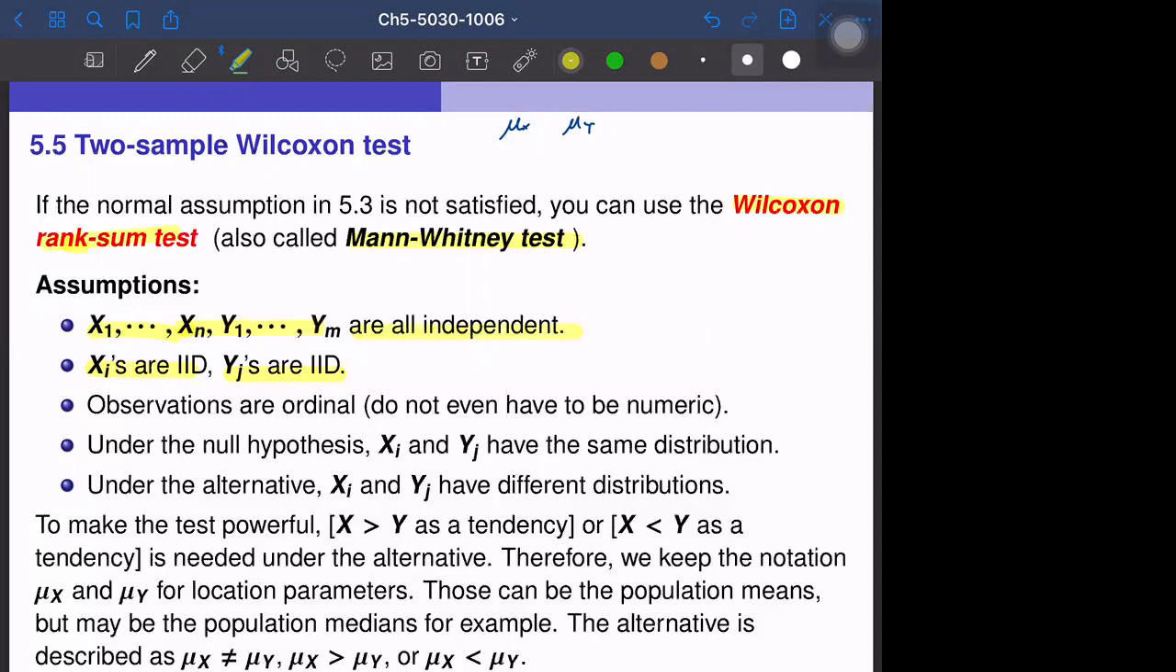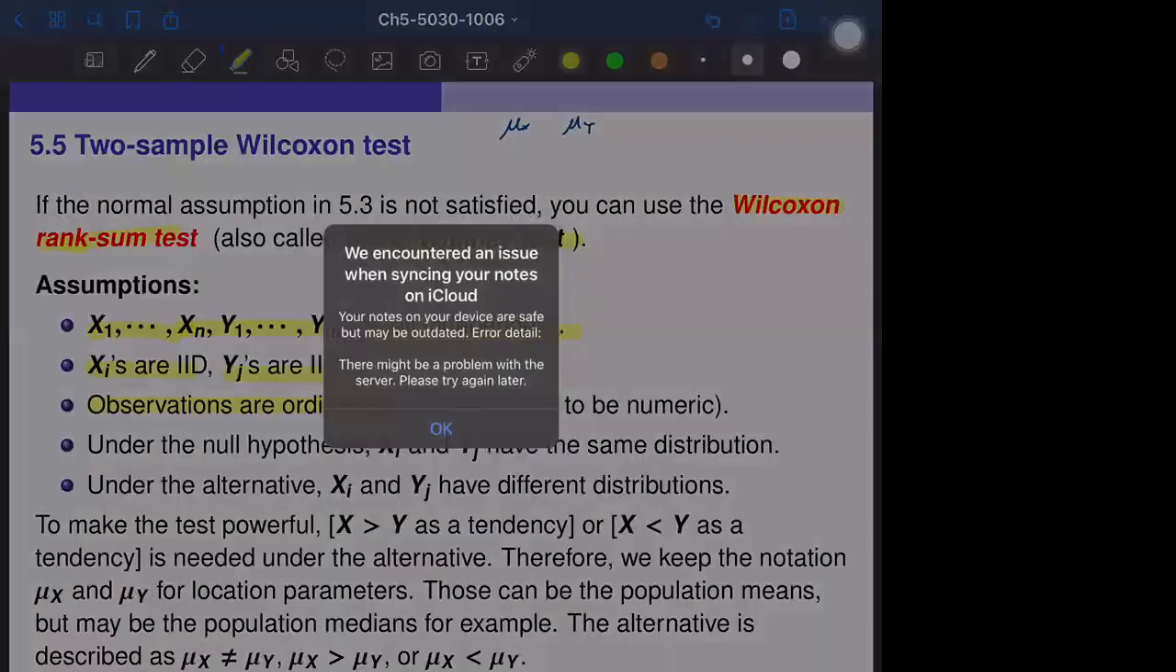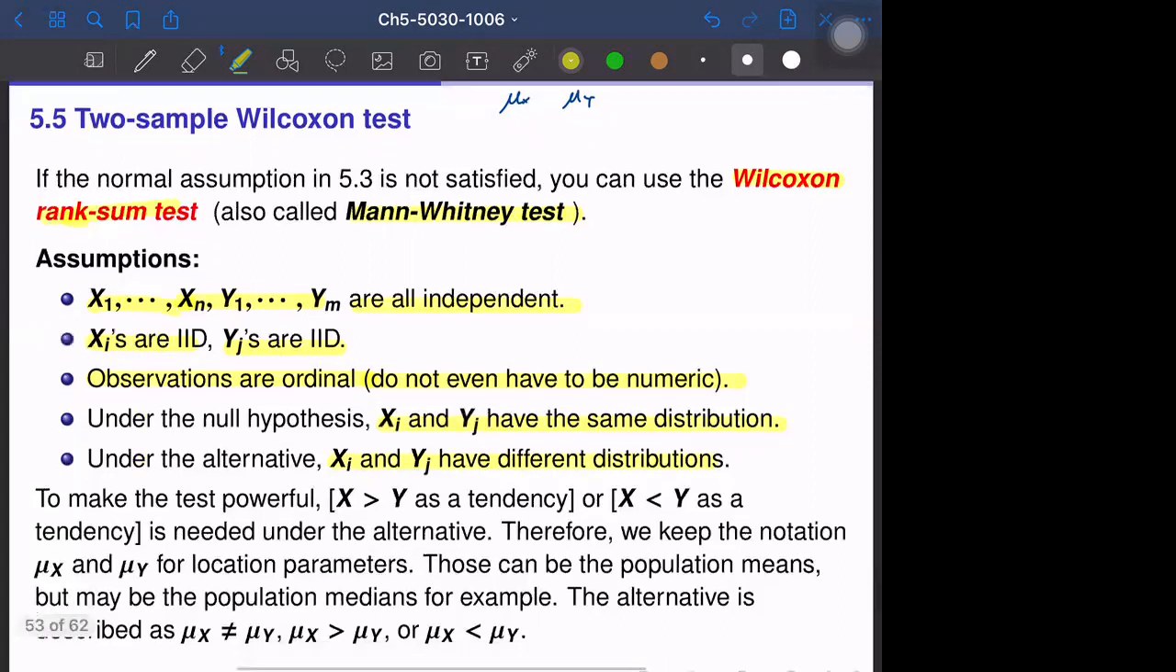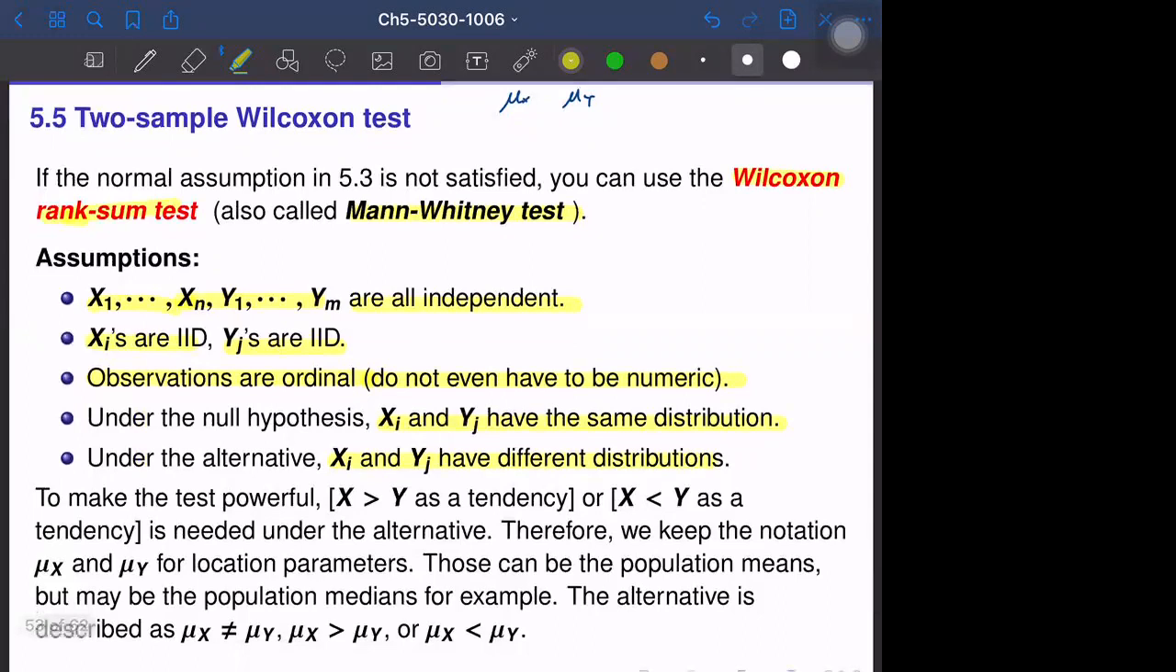And observations are ordinal, so we don't have to have numeric observations. For example, x and y can be ranks, or ratings on a scale of 1 to 10. Under the null hypothesis, the x_i's and y_j's have the same distribution, but under the alternative, they have different distributions. We don't have any other distributional assumptions, but the idea is to compare the general size of x and y, so we still compare some measure of center.